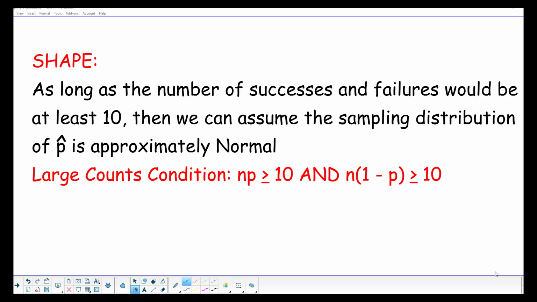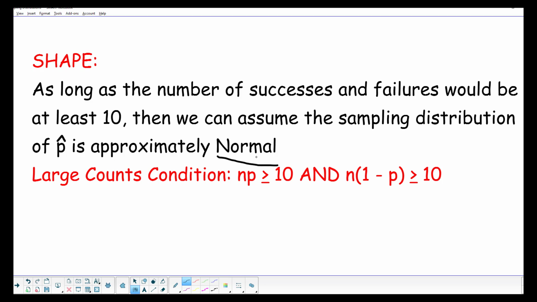So now we know the center and we know the spread of what the sampling distribution should look like. Now we need to figure out the shape. This is one of our other conditions for inference, but this is a really big one and really powerful for us. As long as the number of successes and failures are each at least 10, then we're allowed to assume that the sampling distribution of p hat is approximately normal. And that is a huge, huge thing.